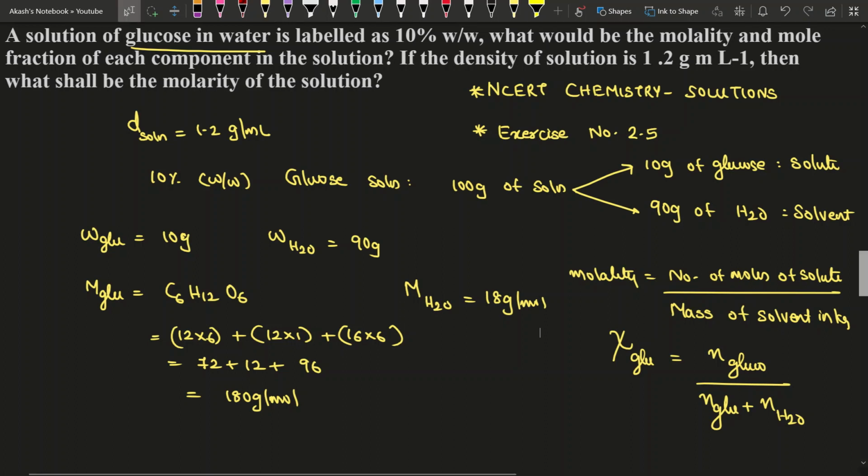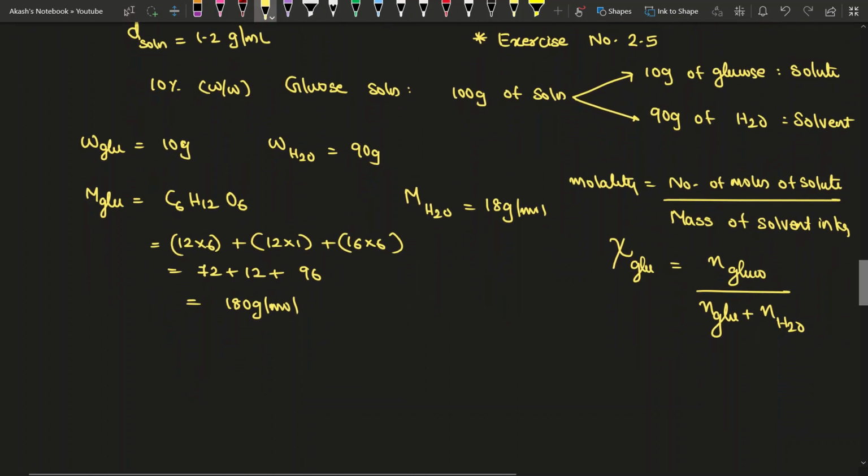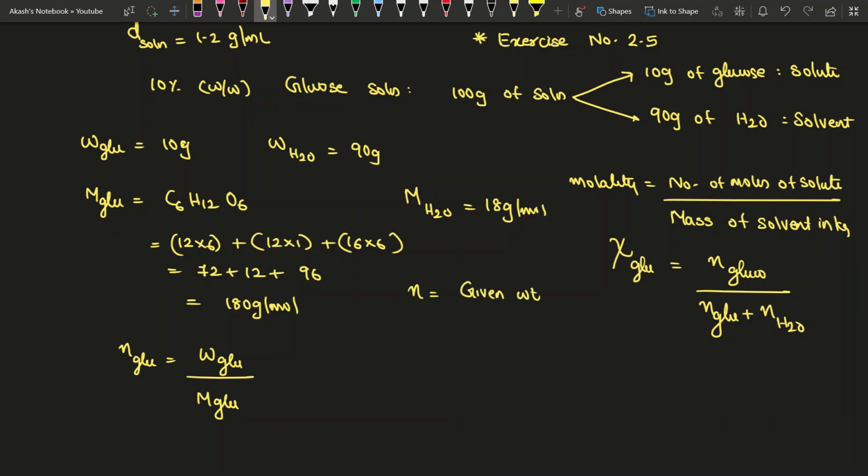Now, if we are having that particular data, we can calculate number of moles of glucose. Number of moles of glucose is equal to the weight of the glucose divided by molecular mass of glucose. How can we calculate number of moles? Number of moles is equal to given mass divided by molecular mass. So the weight of the glucose in this particular system is 10 divided by 180. This is nothing but equal to 1 by 18, which is 0.0055 moles.